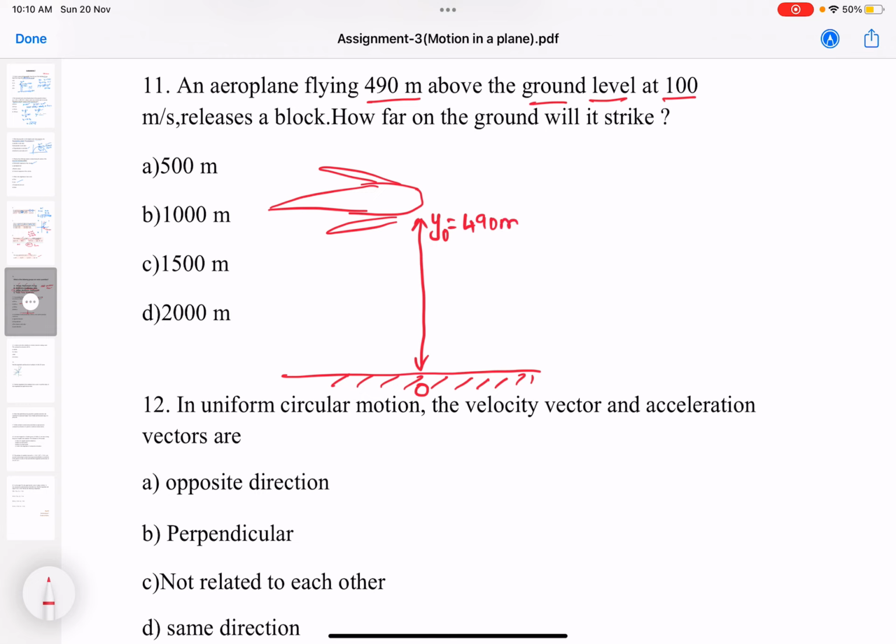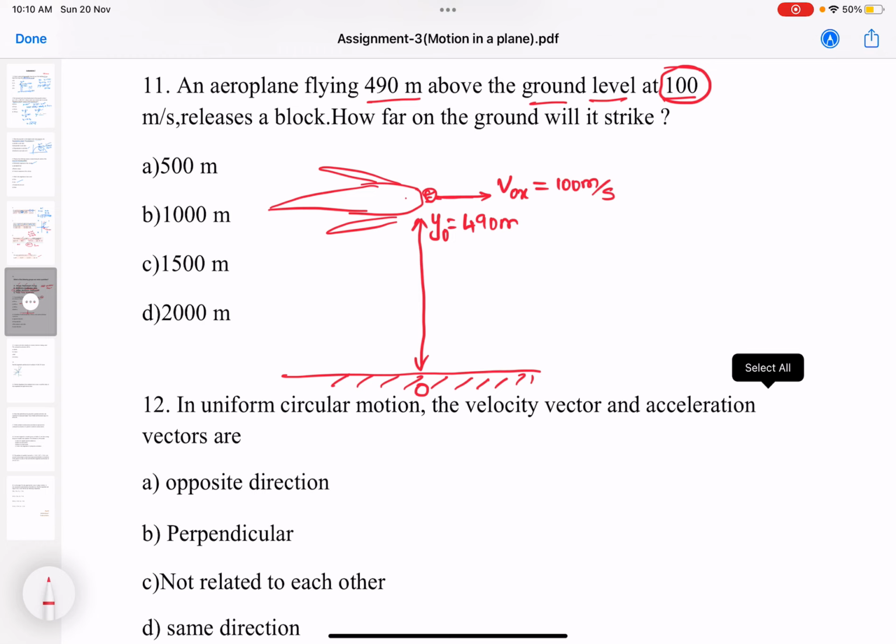Right. Suppose he releases the block from it. So what happens then? It will be moving in the horizontal direction with a velocity of 100 meter per second. So the horizontal velocity is equal to 100 meter per second.